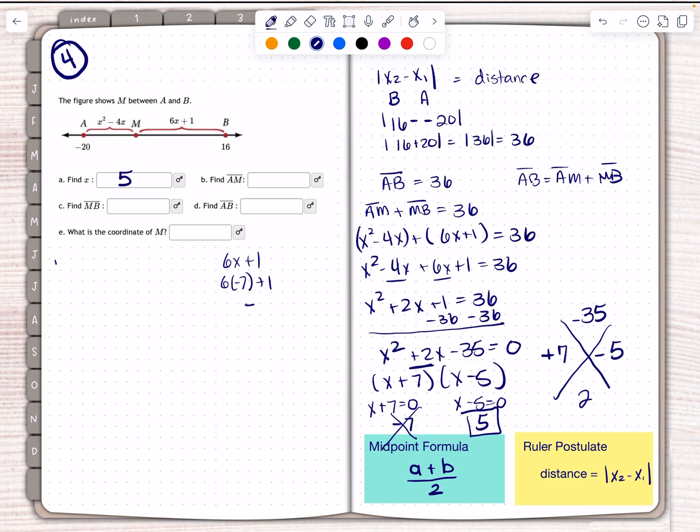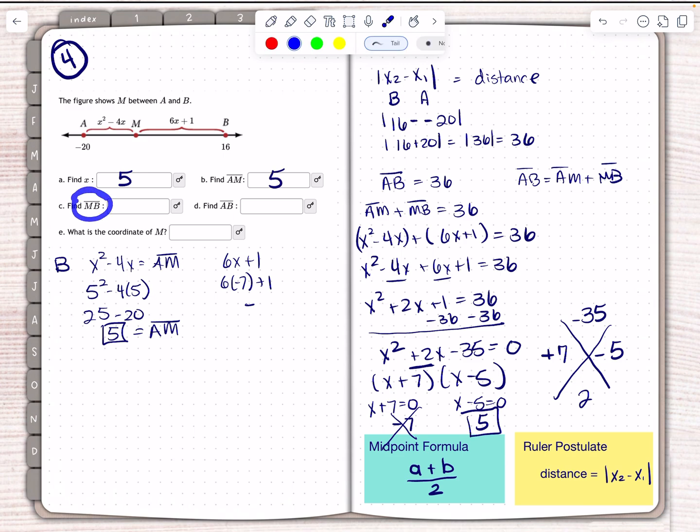For section B, find AM. AM is x squared minus 4x. We are going to write down x squared minus 4x equals segment AM. We're going to substitute in the value for that x. So we have 5 squared minus 4 times 5, which is 25 minus 20. We have a length of 5 for AM.